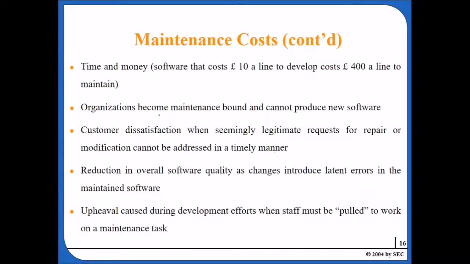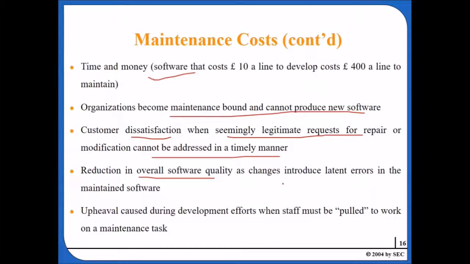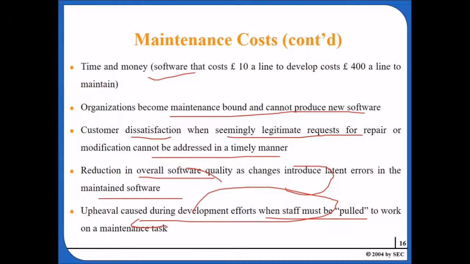So time and money, of course, is there. Organizations become maintenance bound, cannot produce new software, and customer dissatisfaction is also there. Seemingly legitimate requests for repair or modification cannot be addressed in a timely manner, and there is also a reduction in overall software quality, as changes introduce latent errors in the maintained software. One change may induce some other errors. So this upheaval is caused during the development effort: the staff must be pulled to work on maintenance tasks. Development people are sent to maintenance tasks.